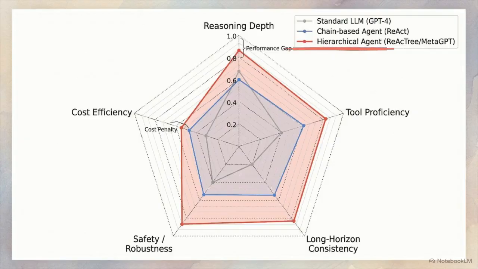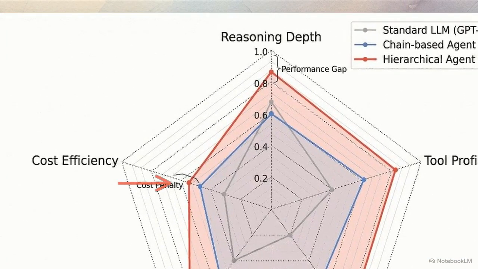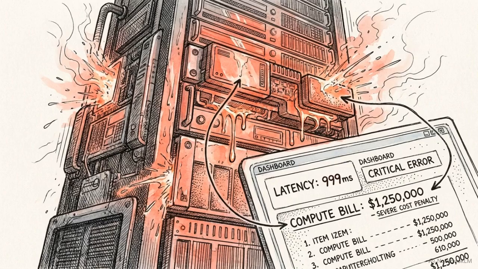This chart evaluates these architectures using the classic framework, benchmarking them across cost, latency, accuracy, security, and stability. Comparing a standard language model against a hierarchical agent reveals a stark efficiency-intelligence trade-off. While the hierarchical agent achieves significantly greater reasoning depth and tool proficiency, that capability requires multiple concurrent inference calls, resulting in a severe penalty to both cost and response latency.